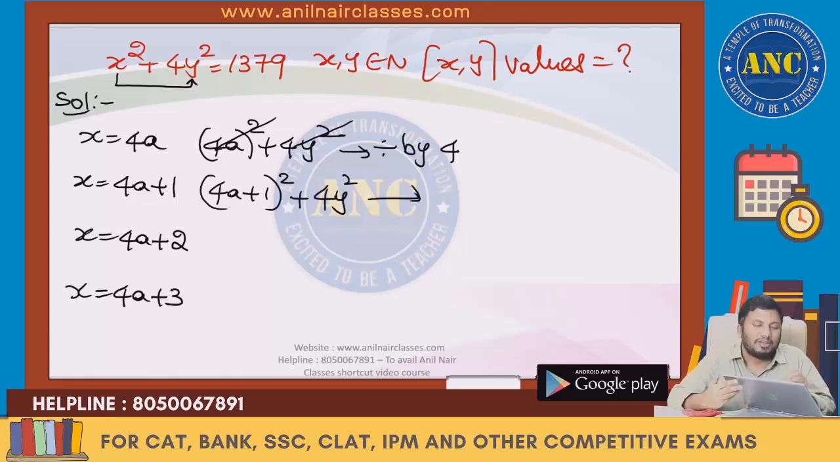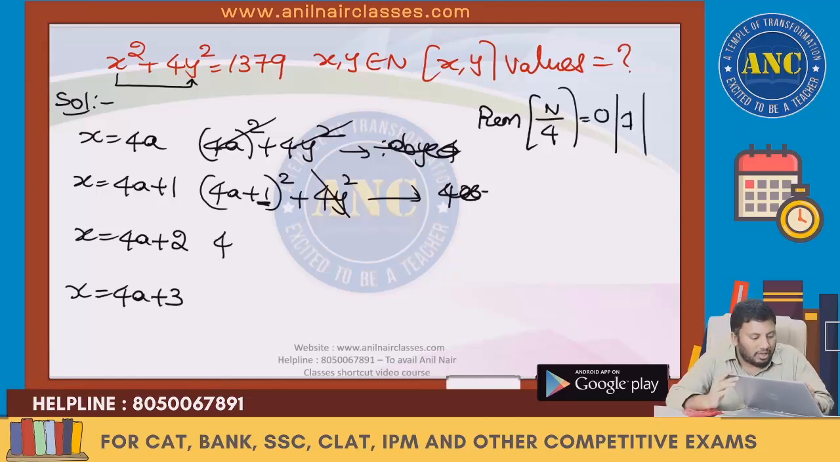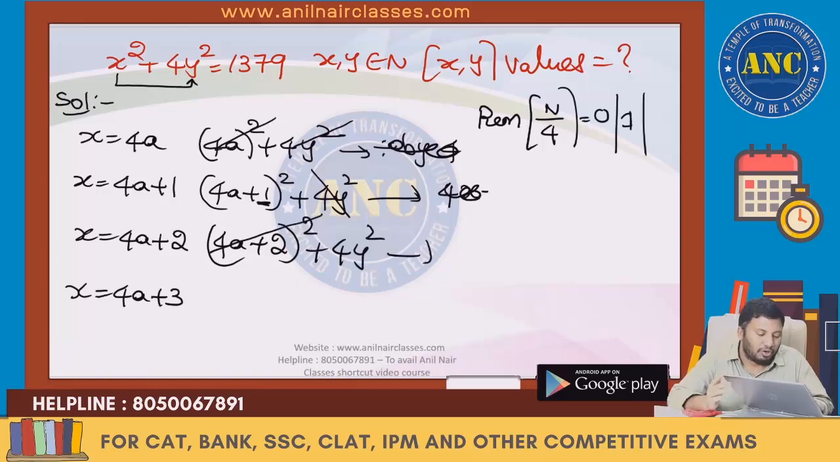You don't need to expand fully. 4a square divisible by 4, 2 into 4a divisible by 4, these are divisible. 1 square, remainder 1. When you divide a number by 4, what are all the cases? Here you are getting perfectly divisible, here I am getting a remainder 1. 4a plus 2 whole square plus 4y square. Think logically, sir. 4a square divisible by 4, 2 into 4a into 2 divisible by 4, these are divisible. Again 0 or 1 you are getting.